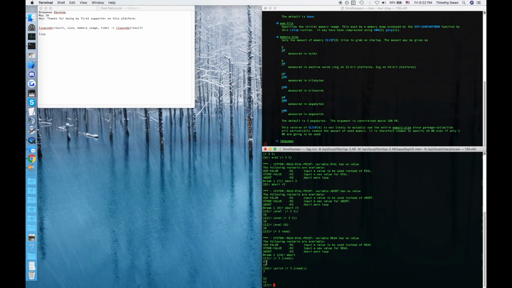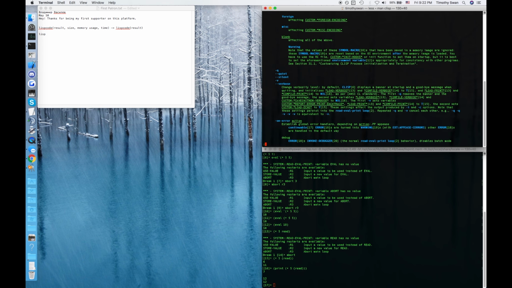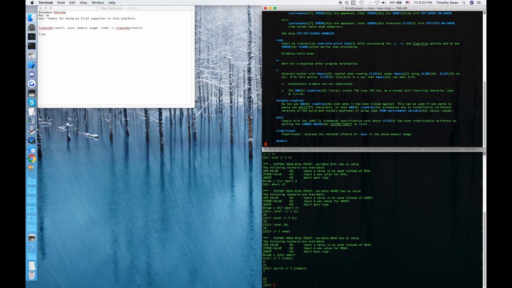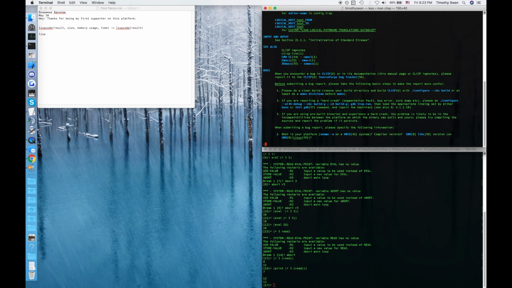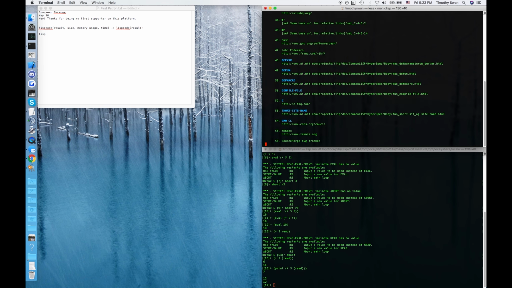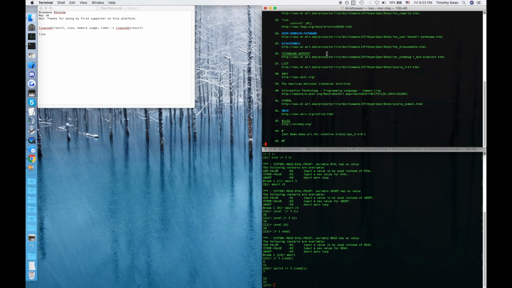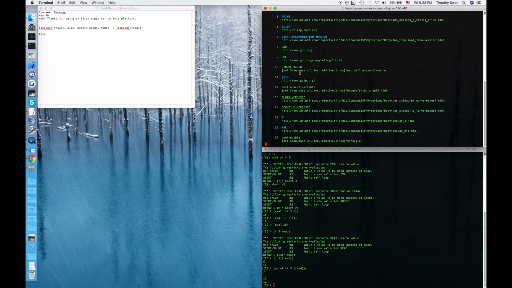So if I made some kind of loop, which I forgot how to do loops in Lisp, I guess I have them in that book. And then there's nil.